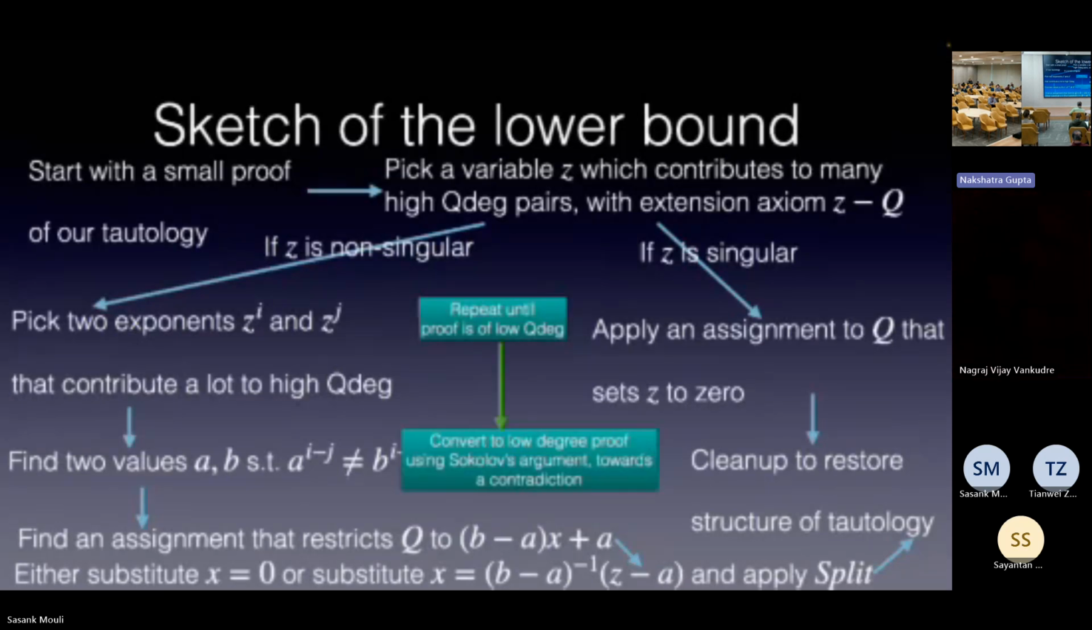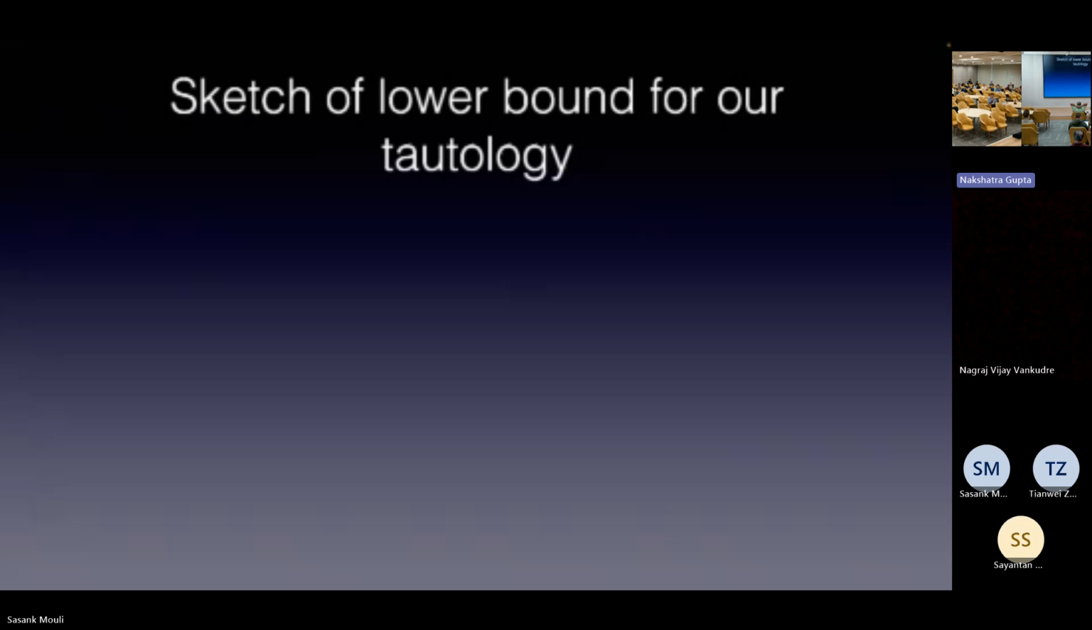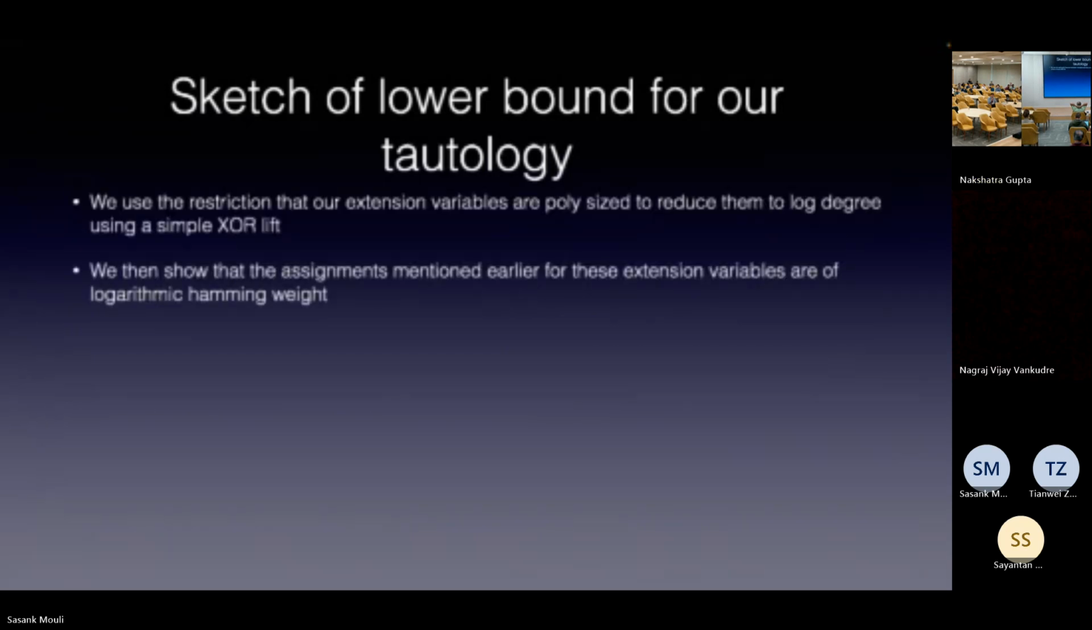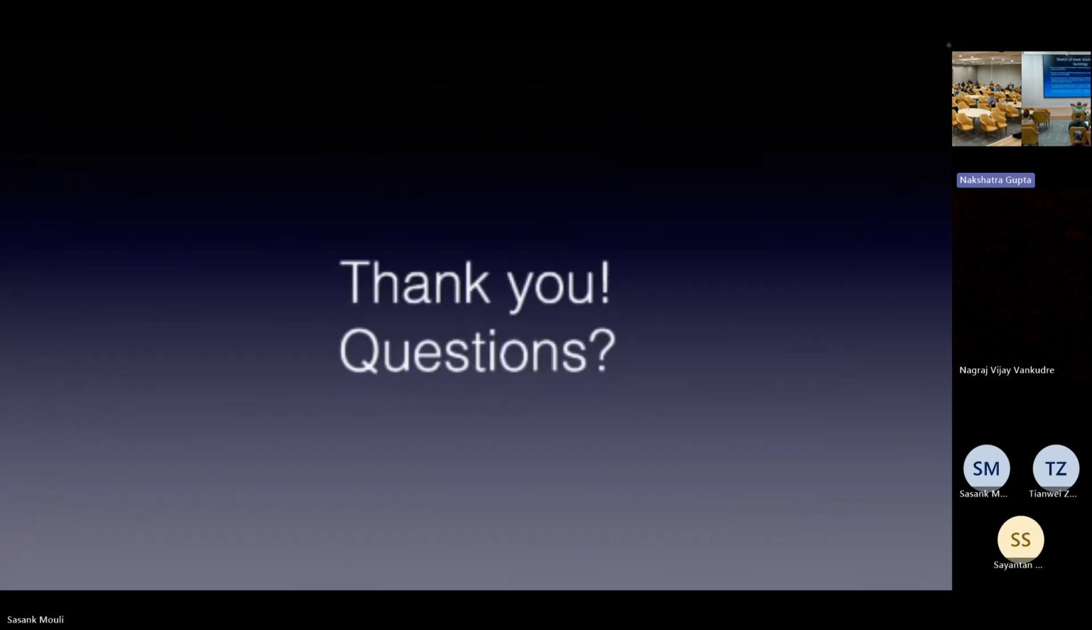And then finally we use again Sokolov's argument of converting to low degree, and we end up contradicting known degree lower bounds. Okay, so again, sorry for the quick sketch, but it is basically very similar to the Boolean case, but with this extra machinery, split and quadratic degree. Okay, thank you.